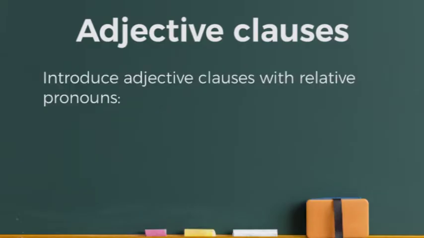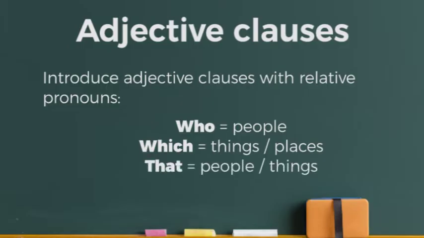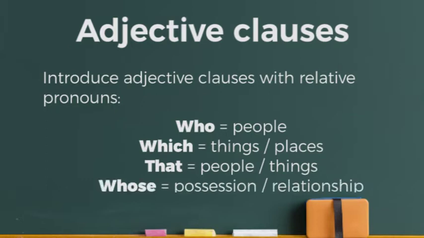We usually introduce adjective clauses using relative pronouns. We use the relative pronoun who to introduce relative clauses about people. The relative pronoun which serves to introduce clauses about things or places. That is the relative pronoun we use to introduce a relative clause about people or things. That is less formal than who or which. Finally, the relative pronoun whose is used to introduce relative clauses about possessions or relationships.